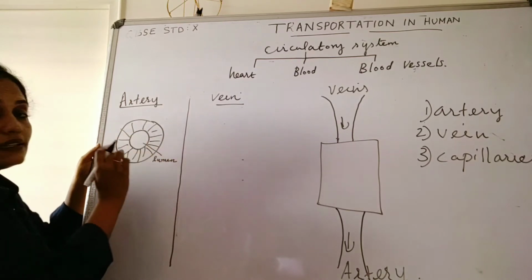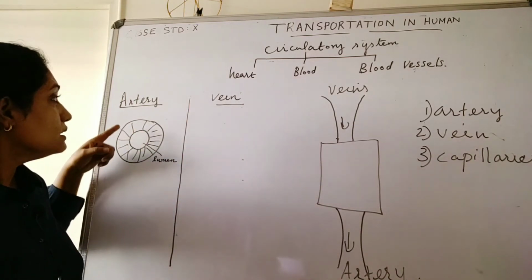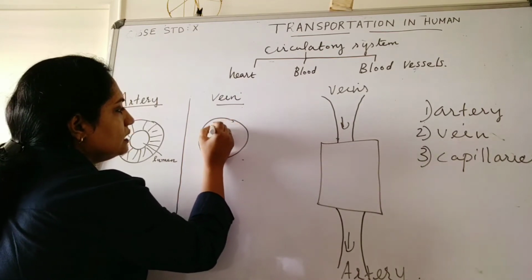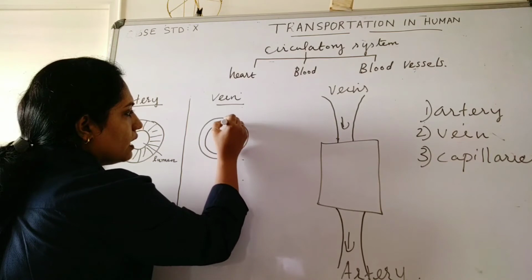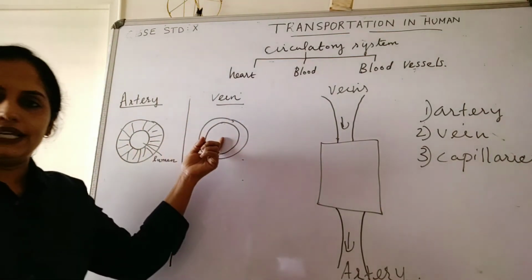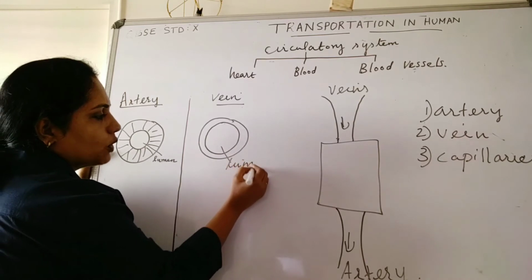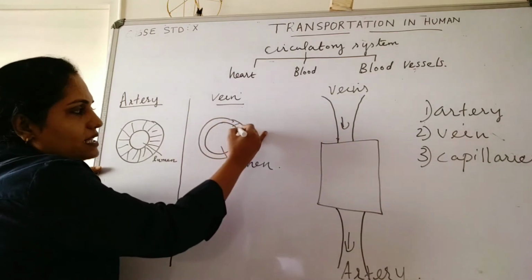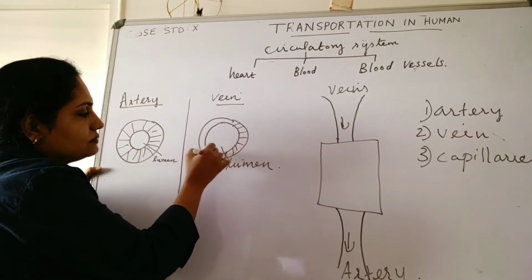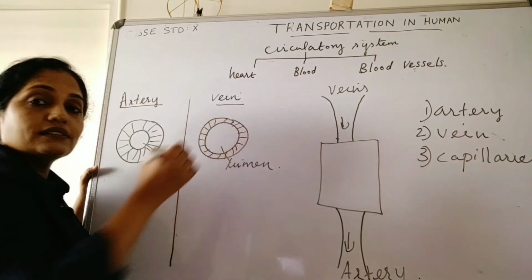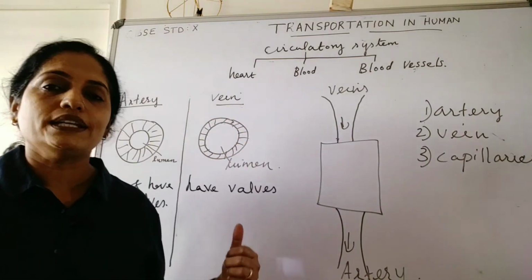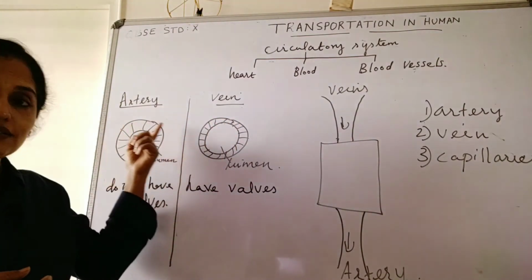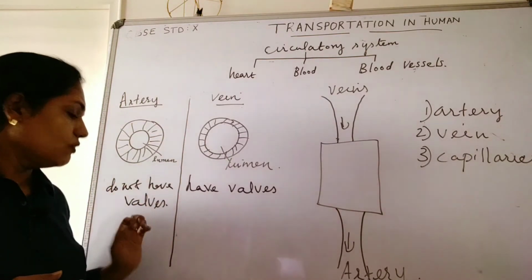Lumen is the inner canal of the artery, and here the vein has a thin wall and a broader lumen. The lumen is broader when compared to the lumen of the artery, but the wall is thin. The wall is thinner in a vein than in an artery. The second point is that veins have valves, but arteries do not have valves.